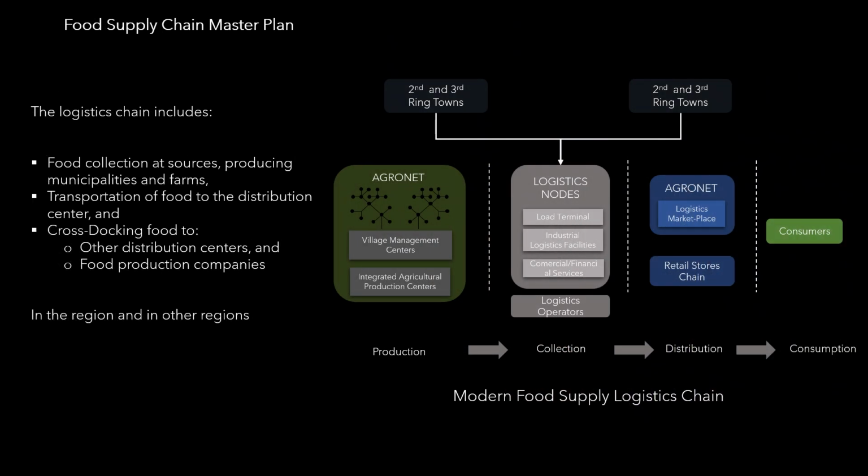The logistics chain includes food collection at sources, producing municipalities and farms, transportation of food to the distribution center, and cross-docking food to other distribution centers, and food production companies in the region and in other regions.